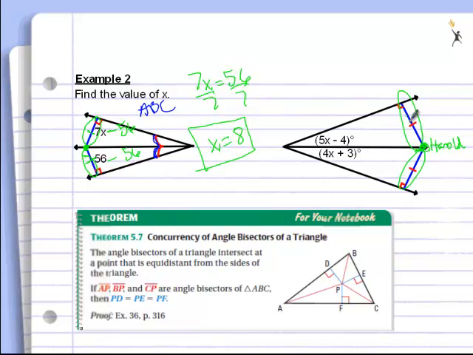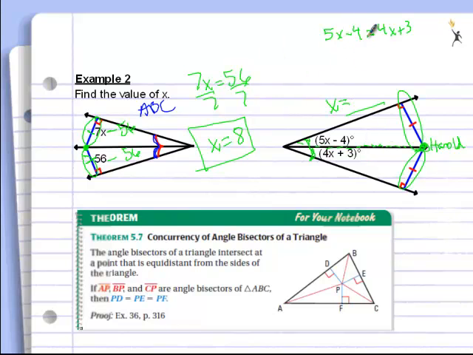Because Harold is equidistant from the sides, then this should be an angle bisector, meaning this line right here should be an angle bisector. If it's an angle bisector, wouldn't these two angles be the same? Meaning, wouldn't 5x minus 4 and 4x plus 3 be equal? Well, if they were indeed equal, and if that is an angle bisector, we should be able to solve for x.